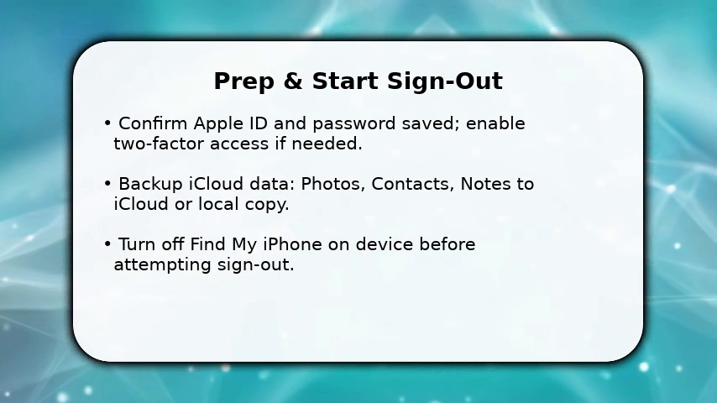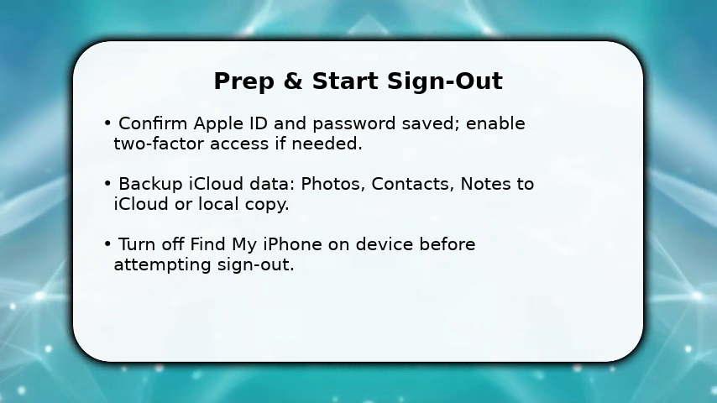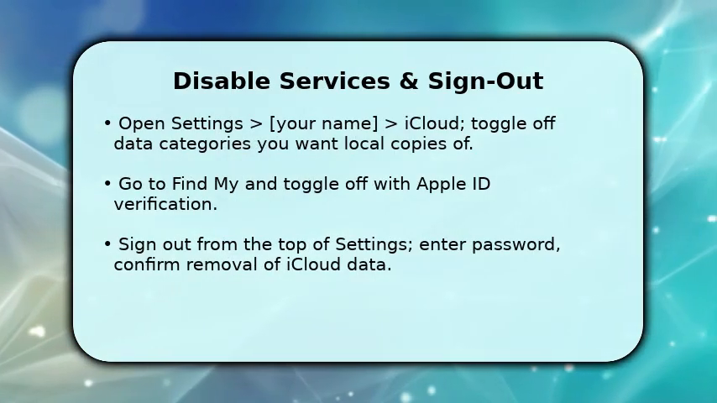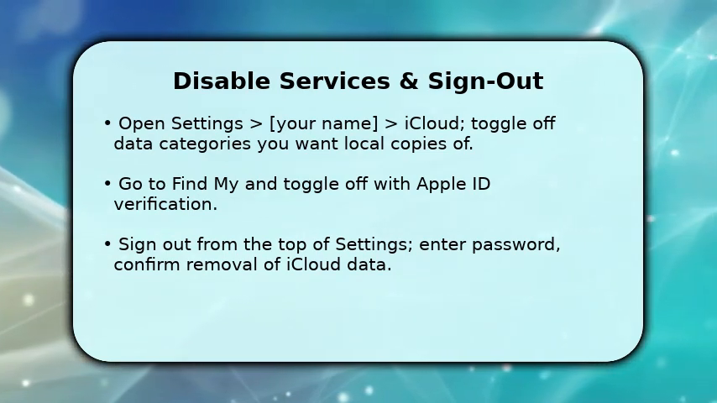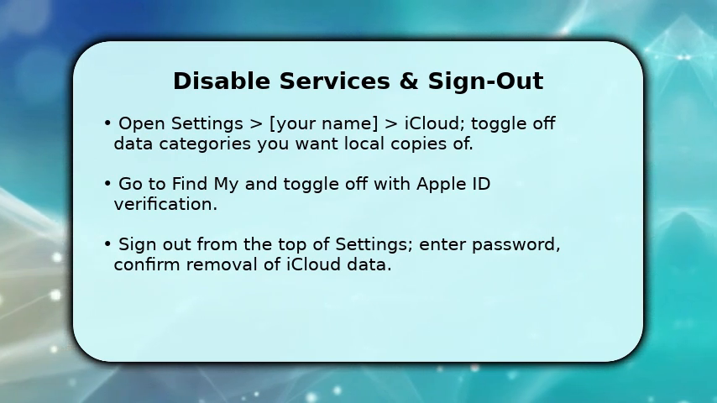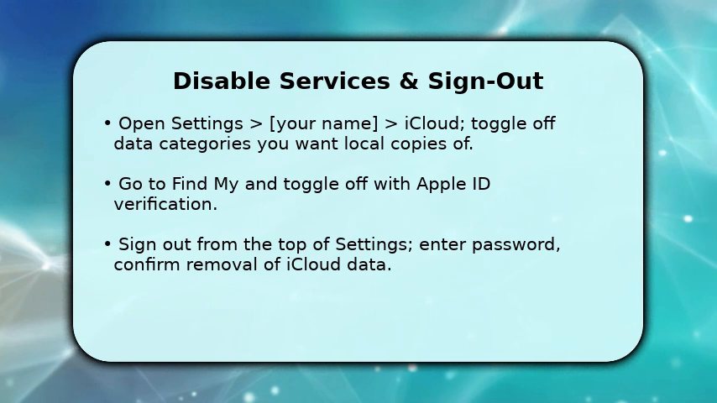This step is required and prevents activation lock. Following these actions prepares your device for a clean sign out. Now you disable sync services to control what stays on device. Go to Settings, tap your name, then iCloud, and toggle off photos, contacts, and other categories you want locally stored. This keeps copies on the device.